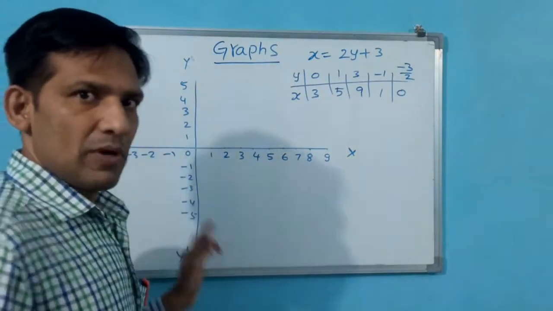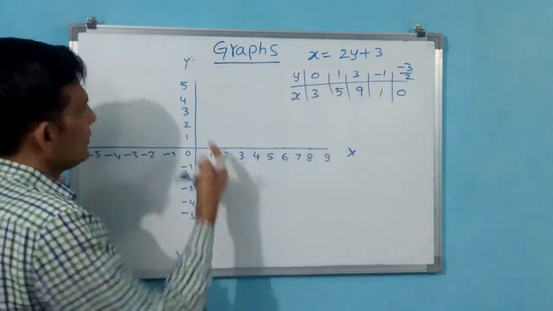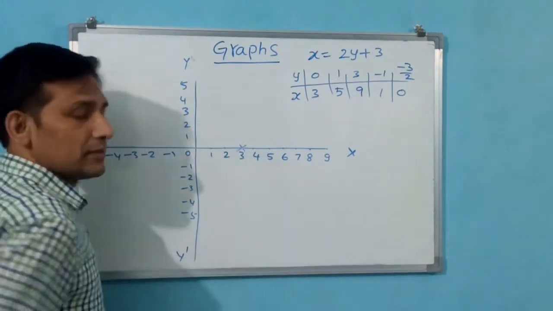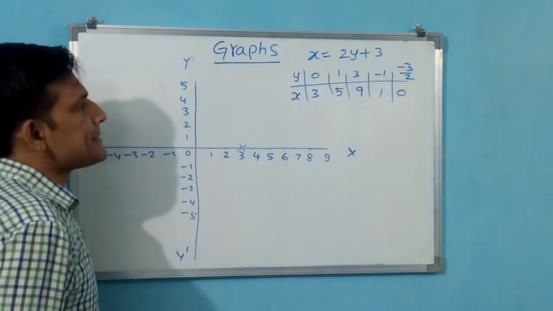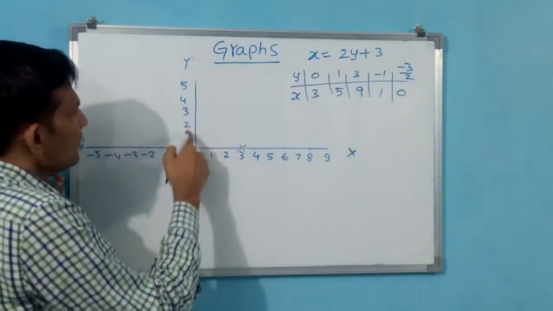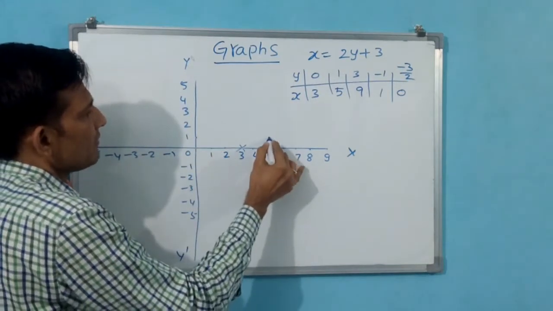Now let us plot the graph. When y is equal to 0, x is equal to 3. Okay. When y is equal to 1, x is equal to 5. y is equal to 1 here, x is equal to 5 here.